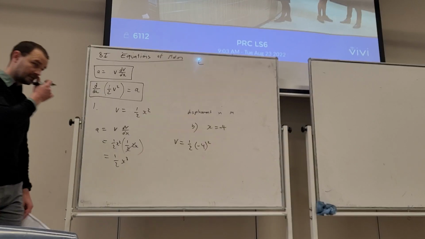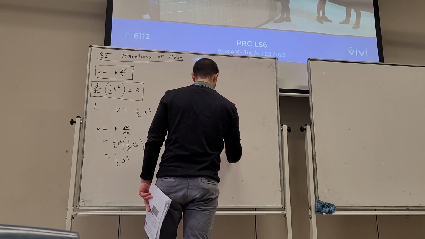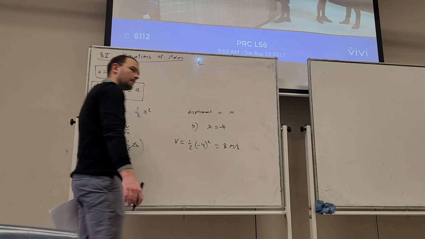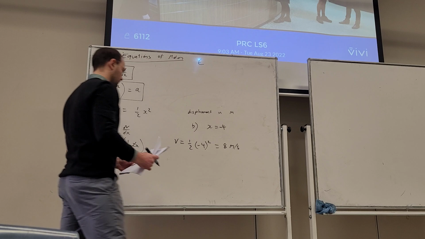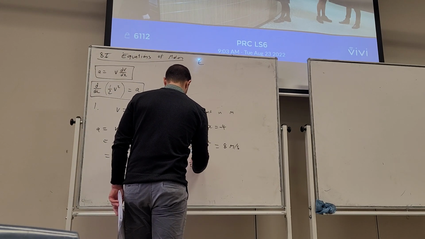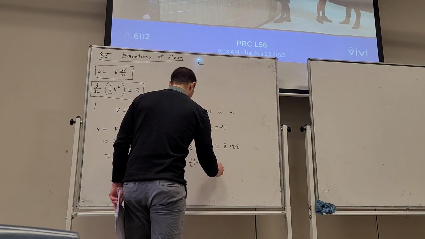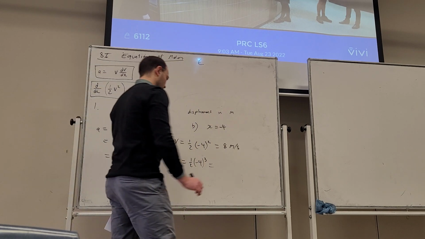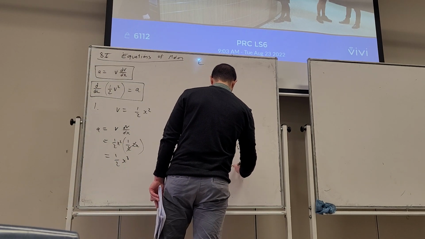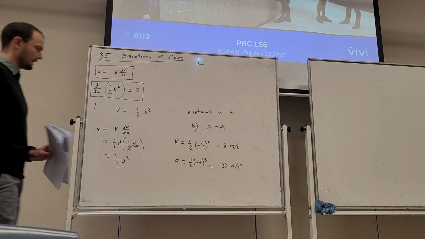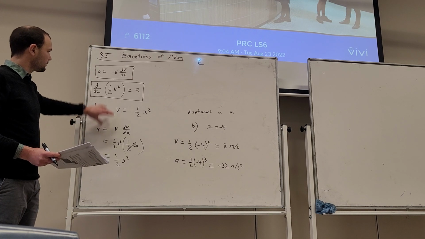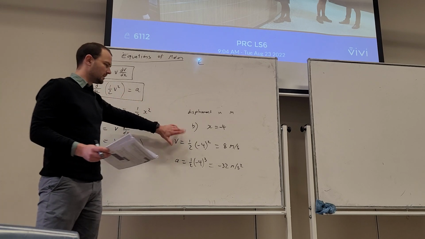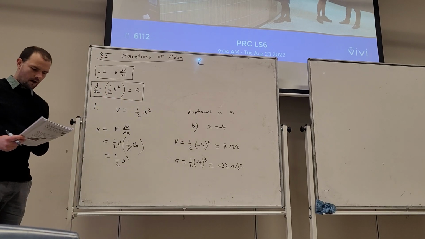So we're just going to process that one. Half of 16 is going to be 8 meters per second. And acceleration is half x to the power of 3, so that's half times minus 4 to the power of 3, which is half of minus 64, so minus 32, in meters per second squared. Cool. So the first part uses that first formula, and then the rest is just a bit of substitution and processing.